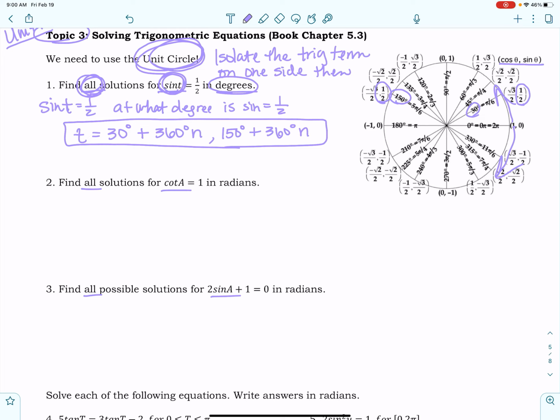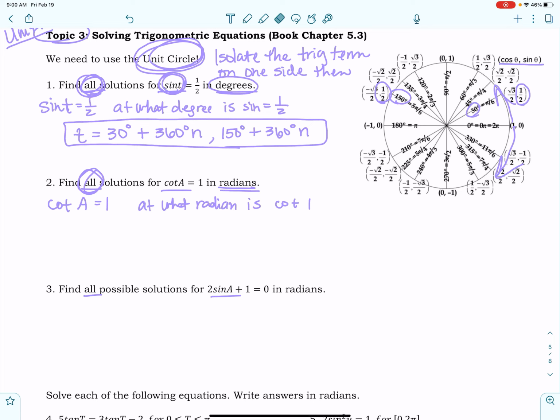So let's look at number 2. Find all solutions. I'm going to have to add something once I get to my solution. So I'm going to find all solutions for cotangent A equals 1 in radians. This one is going to be a little bit tricky. We do have it already in the form we need. Cotangent A, I've got my trig term isolated on one side. So I need to ask myself the question, at what radian is cotangent going to be equal to 1?